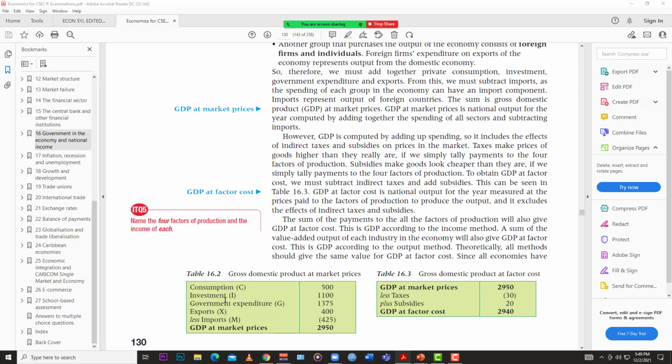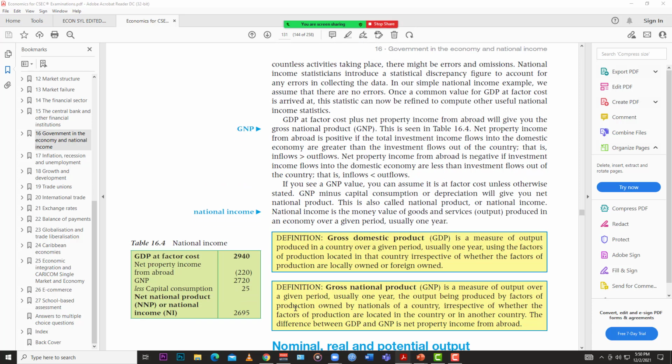Right there. C plus I plus G plus X minus M. That is how we get our gross domestic product. Right? So that is how we calculate gross domestic product.